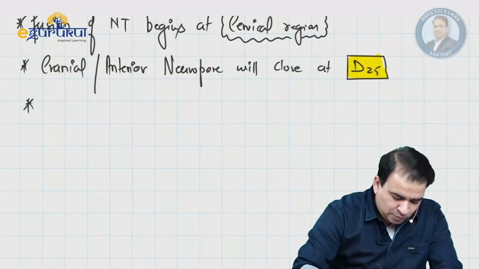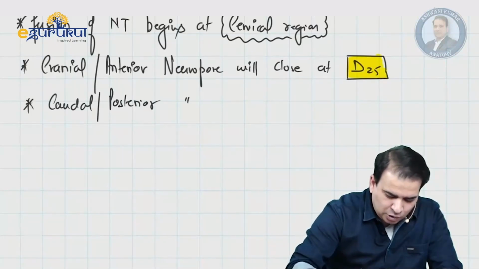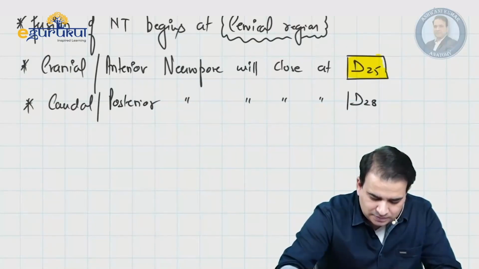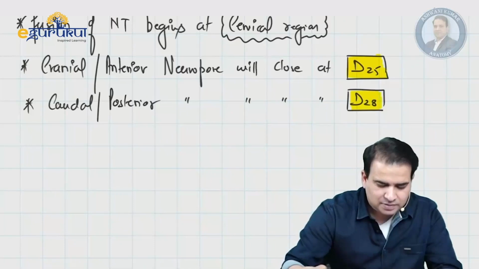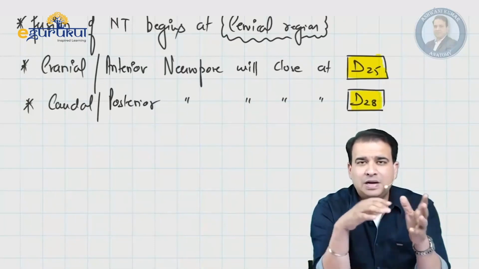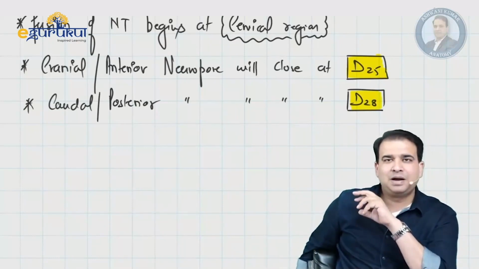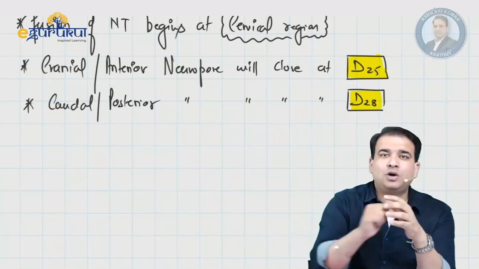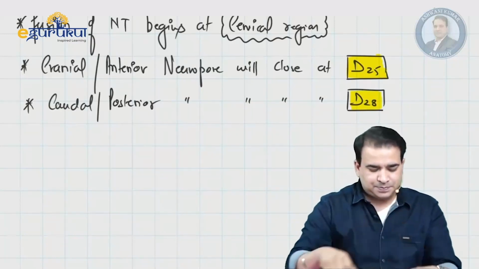Whereas the caudal neuropore, which is also called the posterior neuropore, will close on day 28. Day 24 and 27 is also the right answer. Day 25, 28 is also the right answer. But this is a more accepted answer. We'll go with that. The cranial or anterior neuropore will close on the 25th day, and the caudal neuropore will close on the 28th day.